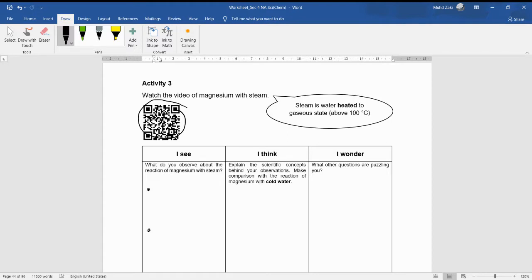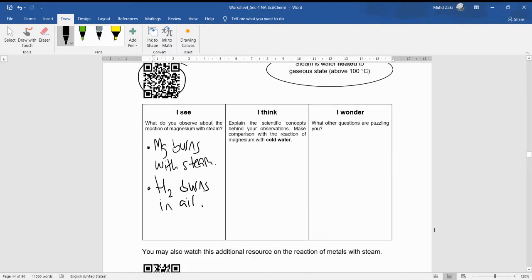One of them is magnesium burns with steam. And then there's hydrogen gas that comes out, and hydrogen also burns in air. So when you see this reaction, you should think. This is a thinking process so that it can be more critical. And when you see an experiment, it keeps you thinking, right?